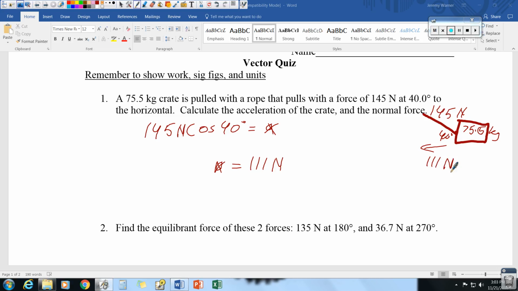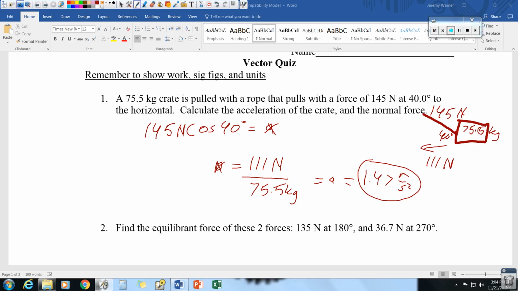That force is acting on an object that has a mass of 75.5 kilograms. So all you have to do then is divide that by the 75.5 kilograms. And if you do that, your final acceleration here is, with 3 sig figs, 1.47 meters per second squared. Okay, so that's your best answer with 3 sig figs, because I see 3 sig figs in every number in our question. Okay, so that's the first part.